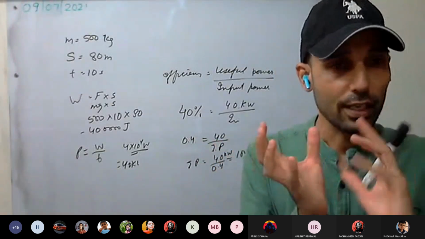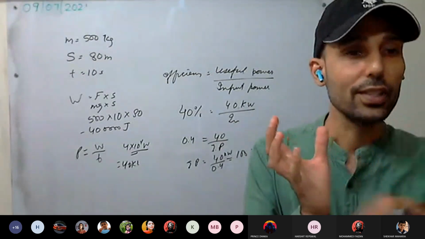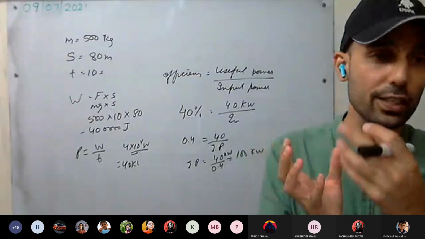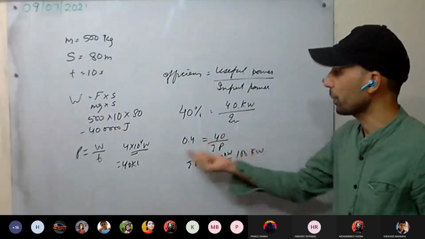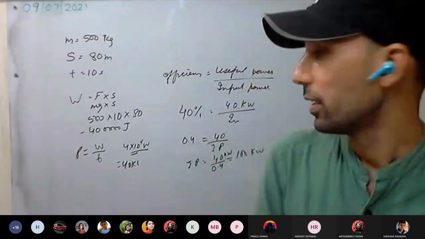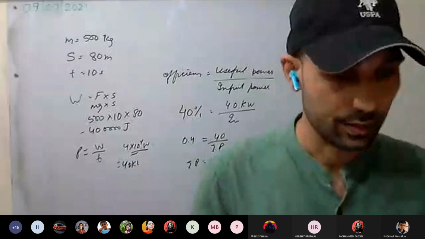The machine was doing the work, and from this 60% of the power, where has it gone? It's complete wastage. Overcoming the frictional force, it has been converted into sound energy or any other kind of energy. Only 40% of the energy, or 40% of the power, is being used to lift the water.